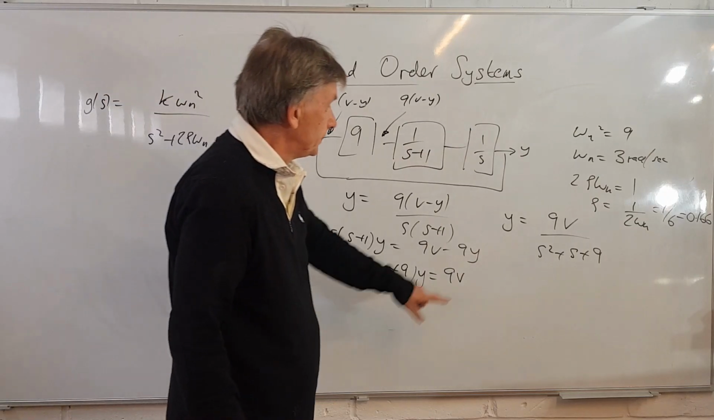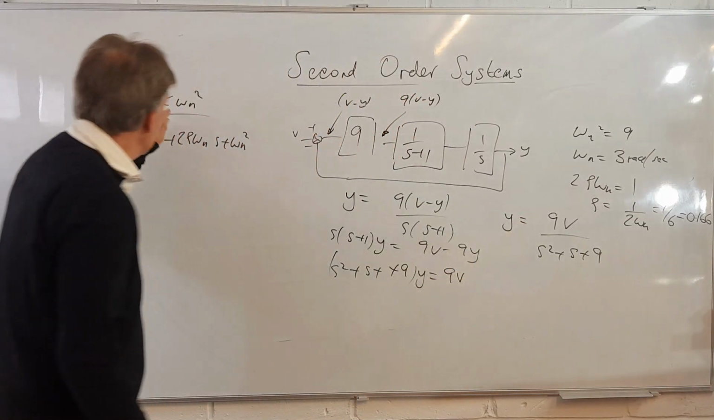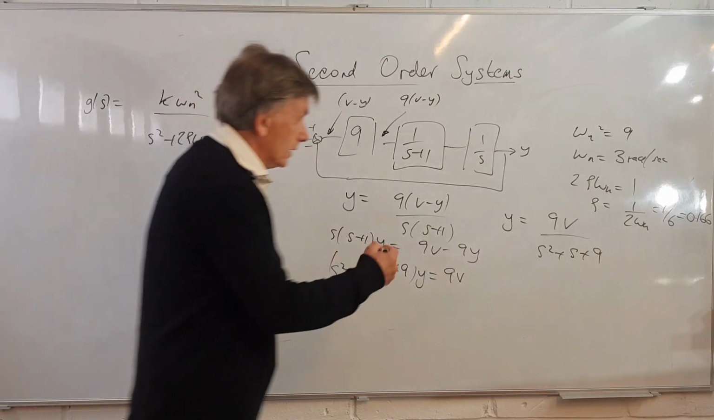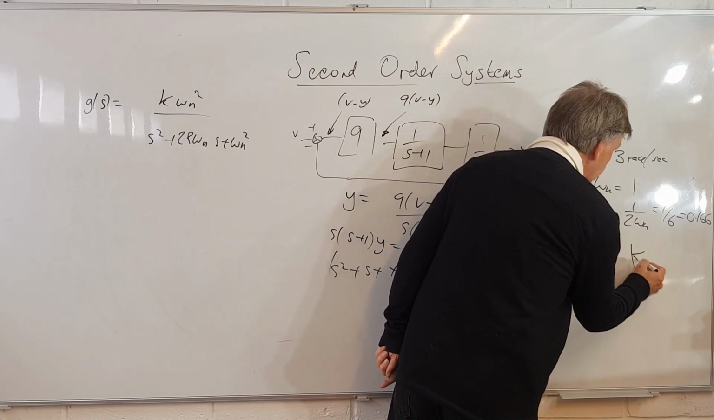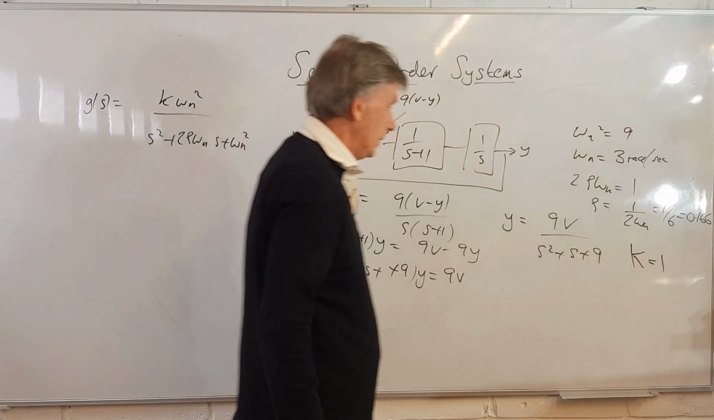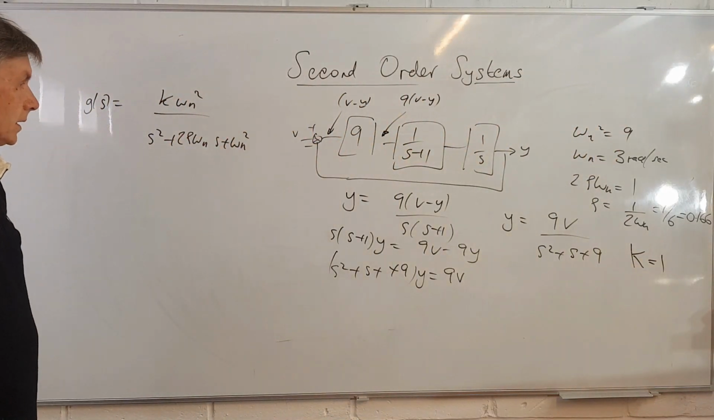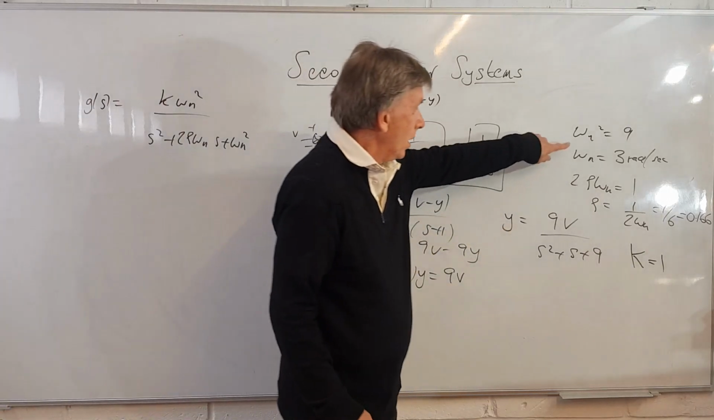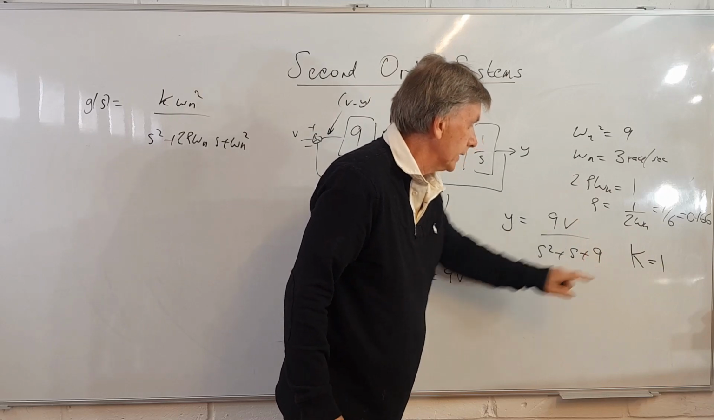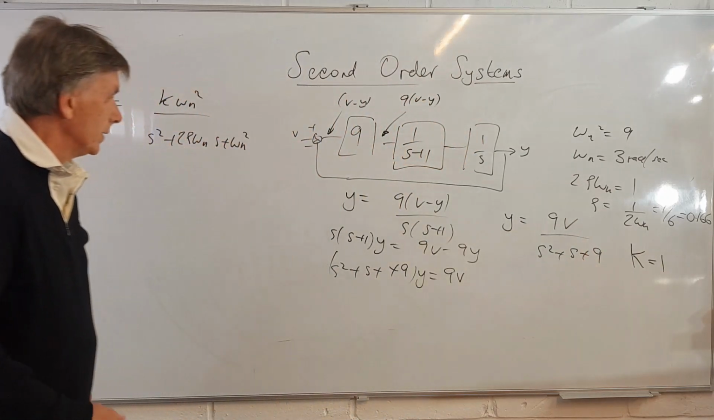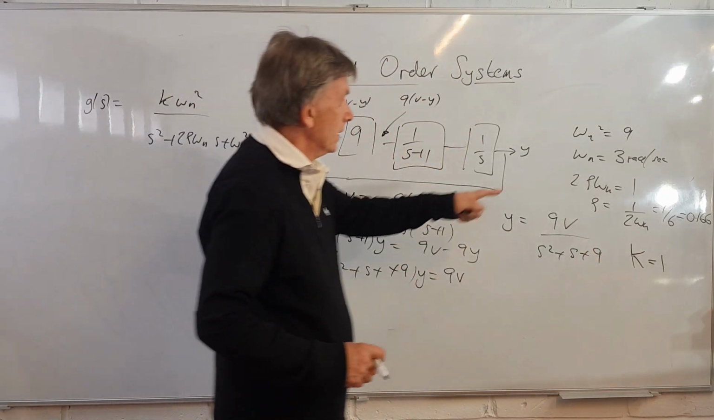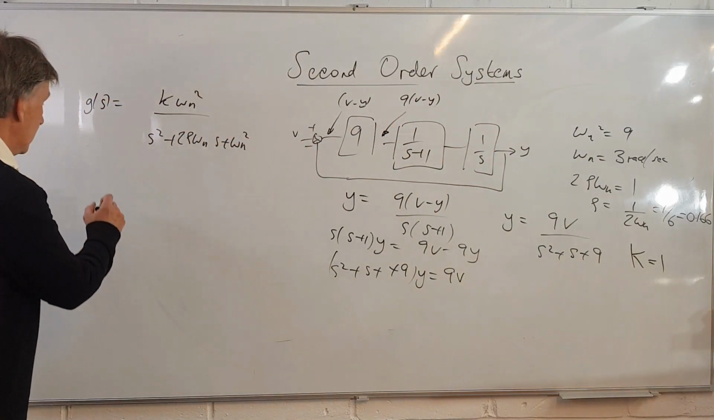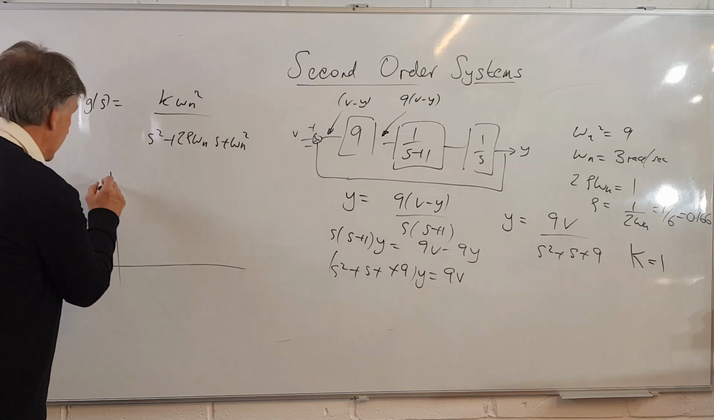And we also know this term here is k omega n squared. Omega n squared is 9, so therefore we can conclude in this particular case that k was 1. So that's taking a little block diagram like this, and then we can compute what omega n, damping ratio, and k is. Once you've worked out the natural frequency, damping ratio, and k, we can then predict what the transient response is going to look like.